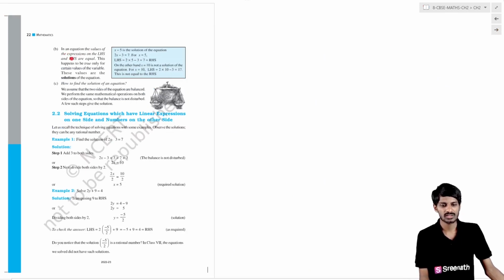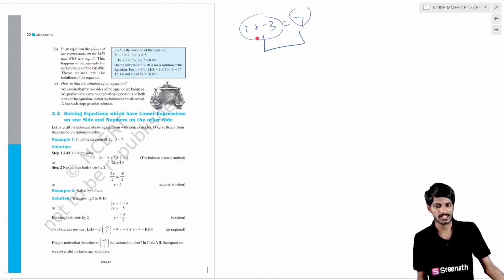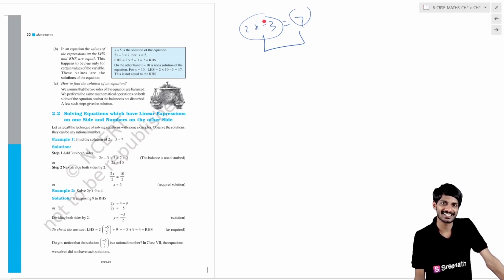In an equation, the values of the expression on the left hand side and the right hand side are equal. Suppose there is an equation like 2x minus 3 is equal to 7. In this equation, the total value on the left hand side is equal to the total value on the right hand side. So LHS equals RHS in an equation. This happens to be true only for certain values of the variable. For all values of x, it is not equal to the right hand side, but only for certain values of x it is equal to the right hand side.